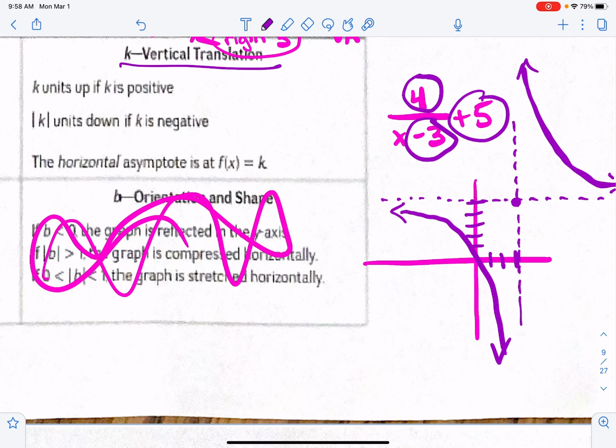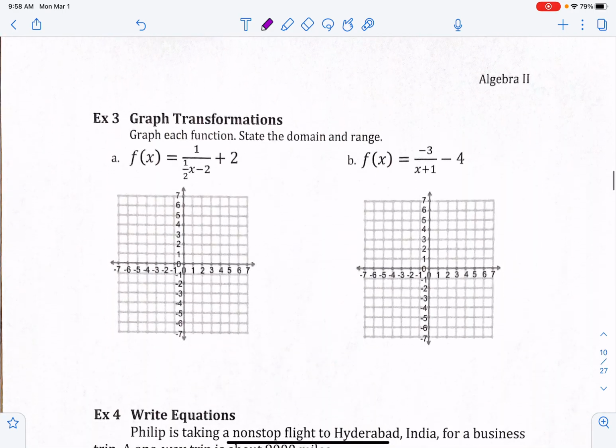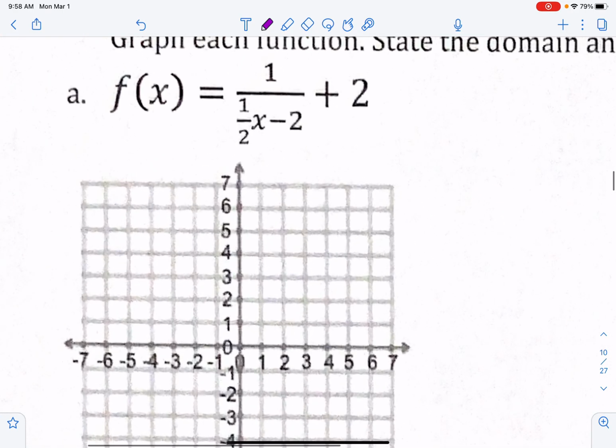Okay, and I'm not too particular about where you plot your points, just as long as your vertical asymptote and your horizontal asymptote are in the right spot. That's really what I care about. Okay. All right, let's go down to example 3. We just got a couple more of these.